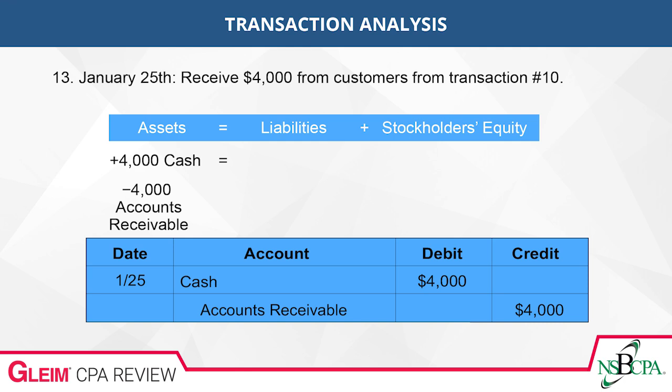To record that decrease, we need to record the transaction on the opposite or not normal side of the account. The normal balance side of accounts receivable is the debit side. So the decrease is shown here as a credit to accounts receivable.